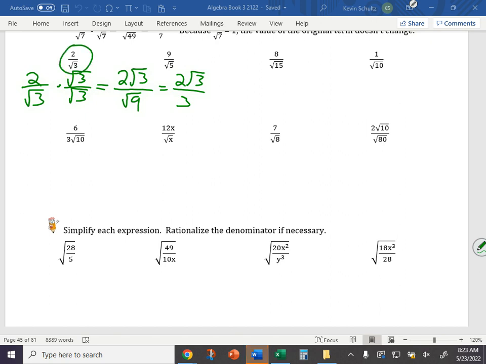Take 2 divided by root 3. It's going to be an irrational, nasty decimal. But then take 2 root 3 divided by 3, and it'll be the exact same value. Okay? These values should not change by simplifying.